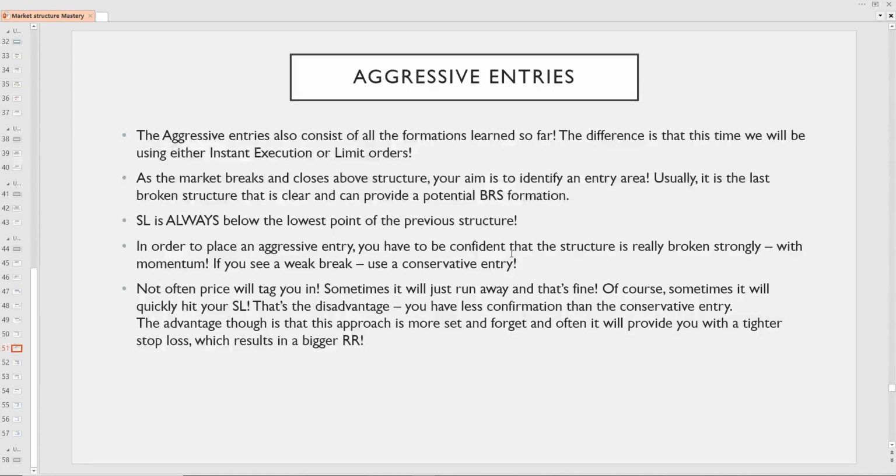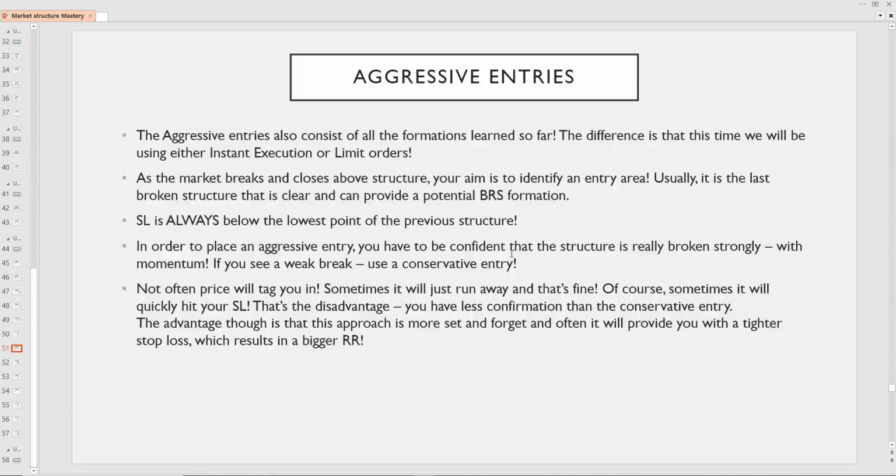And of course, sometimes it will also quickly hit your stop loss. Should you take the trade again? Not at all, because you just had a stop loss. You were wrong, and I am wrong a lot of the times. I'm actually having a 45 to 50% win rate, and that is perfectly fine. You are gonna have losses, okay?